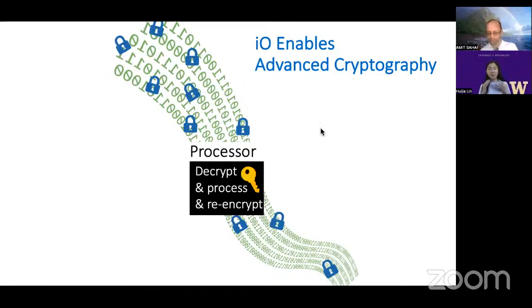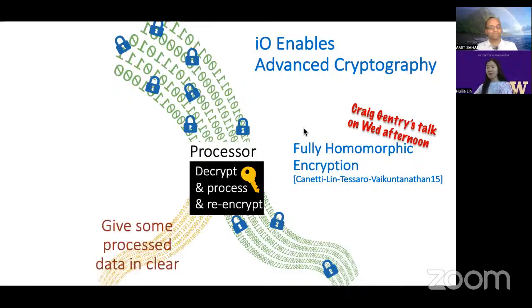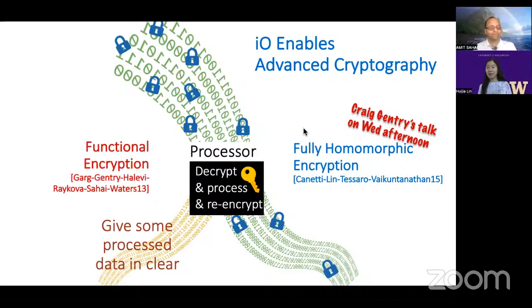This way, using IO in a very simple way already allows us to implement this very magical tool called fully homomorphic encryption. For those of you who are interested in it, please do not miss Craig Gentry's talk on Wednesday afternoon for more. The advantage of obfuscation is that it's very flexible. So we can slightly modify the logic of the obfuscated program to allow it to give out part of the processed data in the clear. This suddenly implements a different magical tool called functional encryption that we didn't know how to achieve without IO.